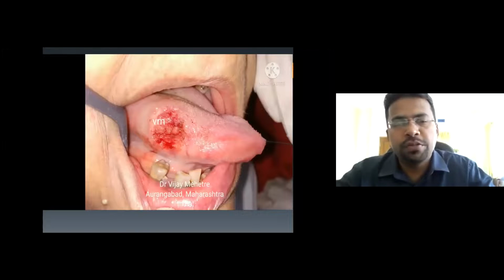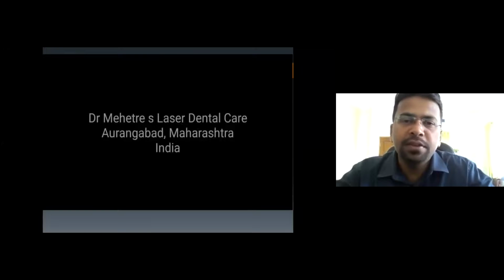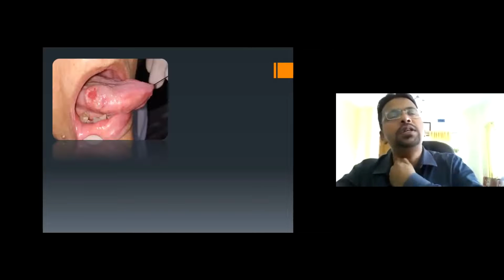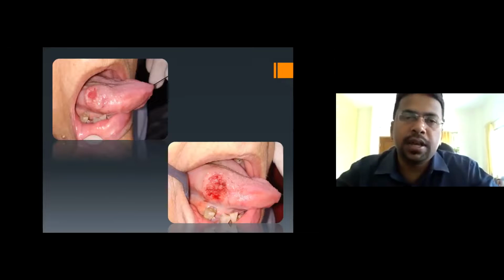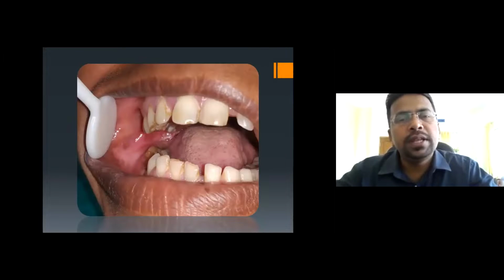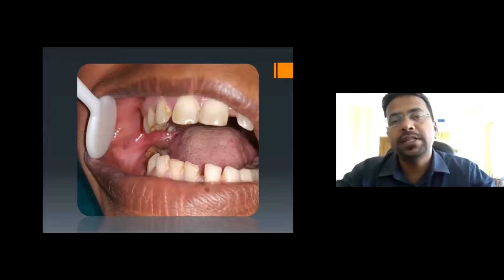This is a post-operative photograph, immediate post-operative photograph. This turned out as a carcinoma of tongue. Okay. Now let's see another case of traumatic ulcer.